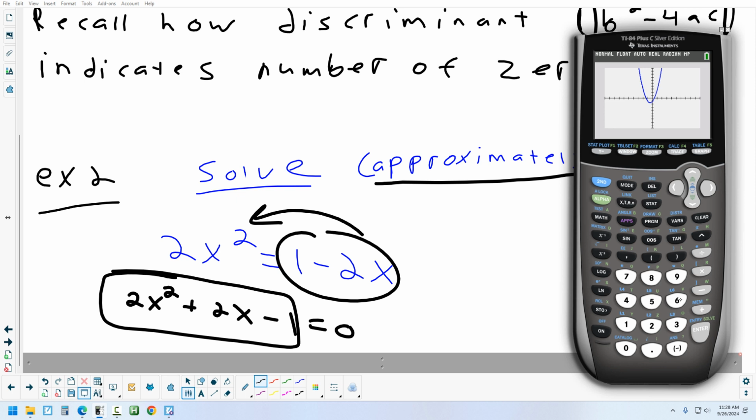Martin? 2. Yeah, 2. It's going to cross the x-axis twice. So we're going to press second, calc, option 2, that's the 0. And you got to do each one of them one at a time. Let's start with the one on the left. Okay. Keep moving your cursor till you know for sure it's to the left of your 0. Hit enter. You should see a dotted line. Move your cursor to the right of the 0. Hit enter. You should see another dotted line. And the guess doesn't really matter. You just hit enter.